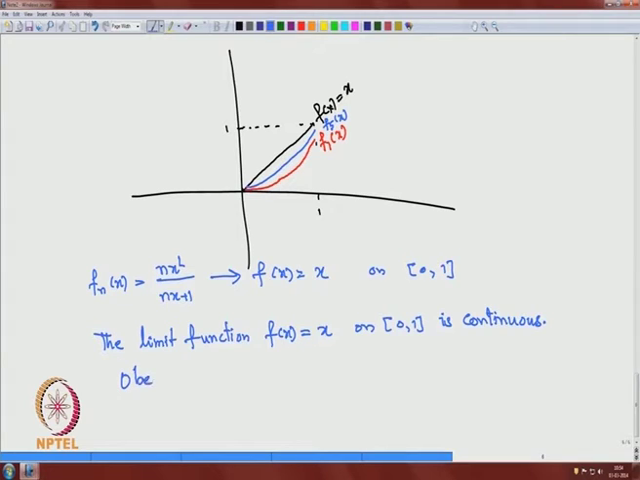And observe that each of the functions in the sequence f n x is continuous on 0, 1. So, each function in the sequence is continuous, and this sequence converges to a function f x, which is also continuous. So, this time we got a better result, that the limit of the sequence of continuous functions is also continuous. And this happened because the convergence in this situation is uniform convergence. We will show that the convergence is uniform.